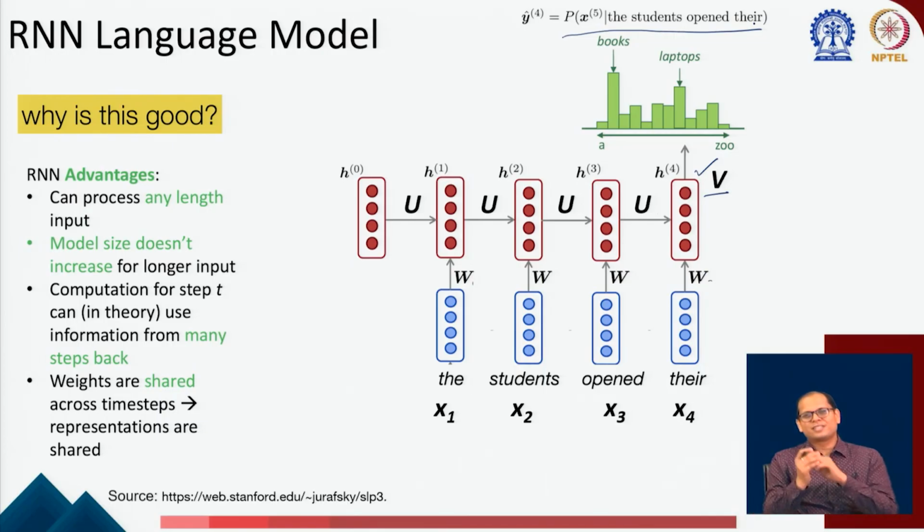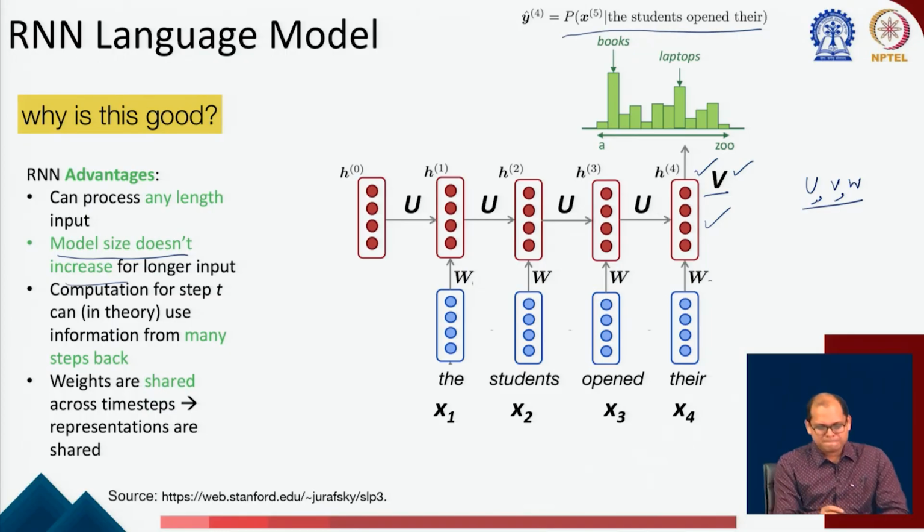Okay, so how is this different than the previous model, the fixed window neural model? So first of all, you can process any length sequence, right? At least in theory, you give any sequence length, it should process and give me a vector representation H4. So even if you increase the input length, the model size doesn't increase. You have the same model size. What is the model size? You have U, V, and W. That's all. These three learnable matrices, nothing else.